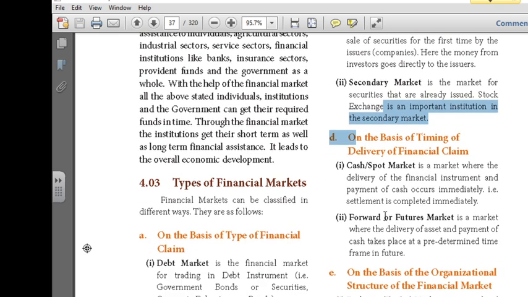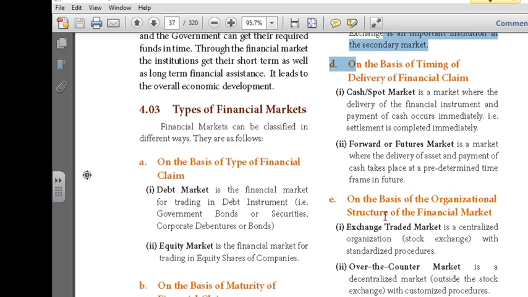Next, on the basis of delivery of financial claim, it is divided into the cash or spot market and the forward or futures market. What is meant by cash or spot? Spot refers to simultaneous, ready delivery, where the delivery of the financial claim occurs immediately. Just note down this point. In cash or spot, it occurs immediately, that is, settlement is completed immediately. Forward or futures, the name itself specifies that it is for a future period. So delivery of assets or cash takes place at a predetermined time in the future, that is, at the specified time in the future.